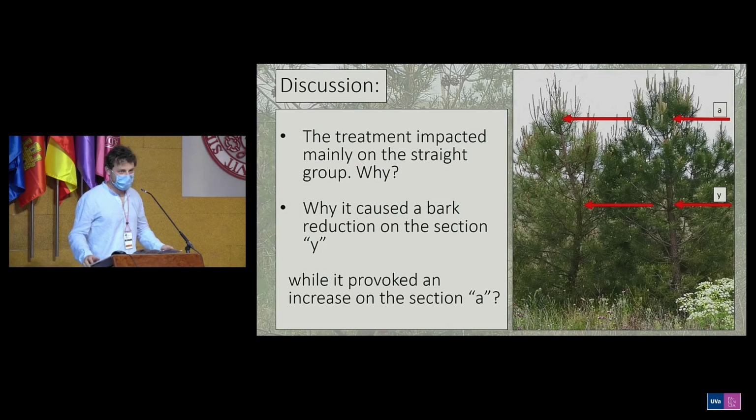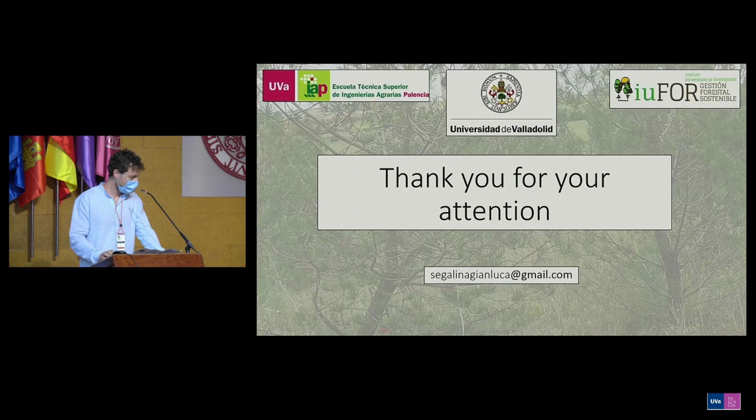Okay, so now I will leave you with the discussion. We recognized from the previous graphs that the treatment mainly impacted the straight trees and almost had no effect on the crooked ones. So, to make you think: why did we get this reduction at the Y level, which is half of the tree height, and this increase after bending on the top? Thank you.